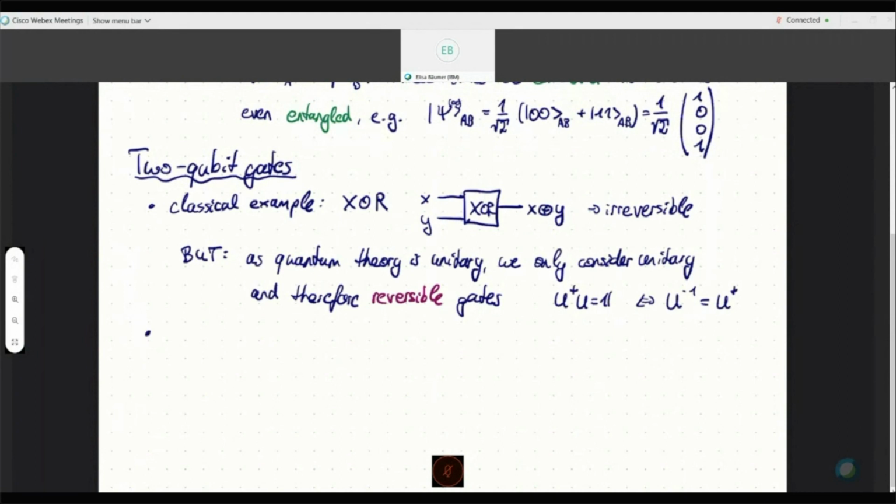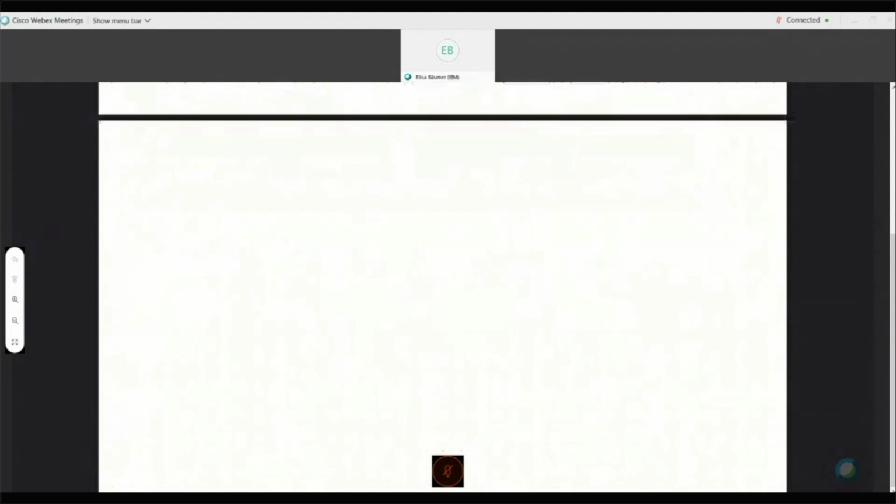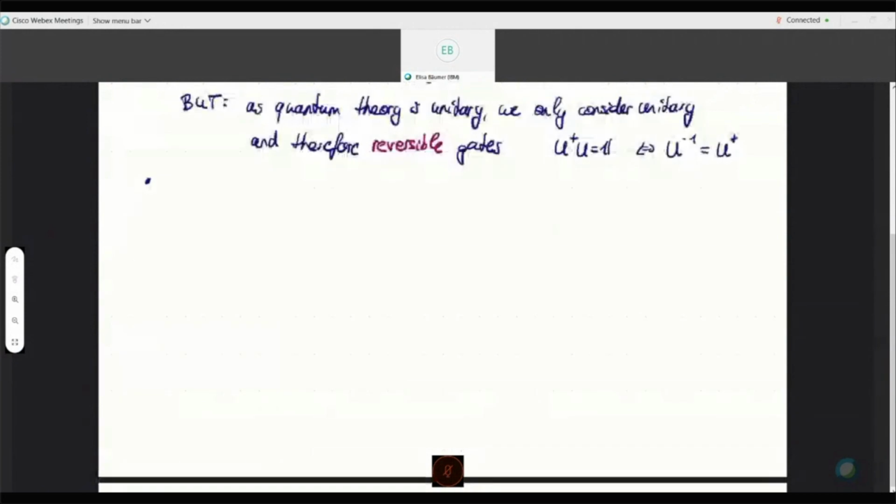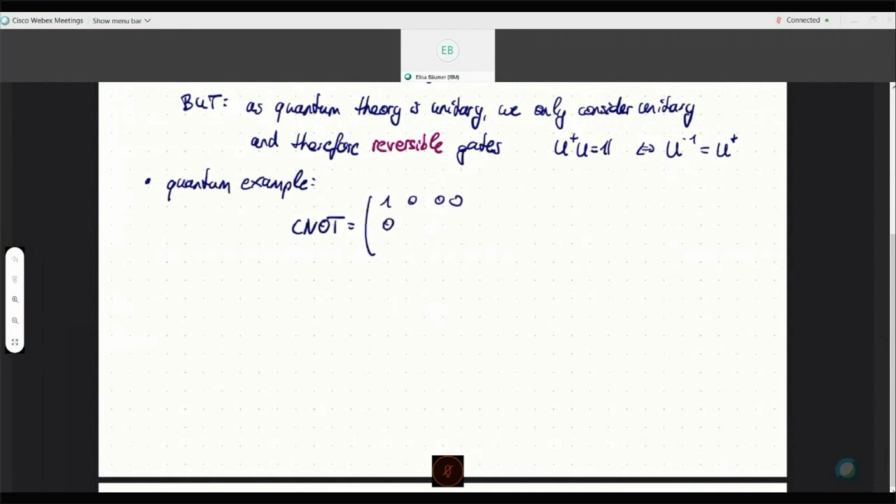So what this tells us is that we cannot just create the XOR gate with quantum computers, which sounds like a big disadvantage. However, let's look at quantum gates. I will give you an example of a quantum 2-qubit gate. We look at what we call the CNOT gate. The matrix for the CNOT gate is given by this.